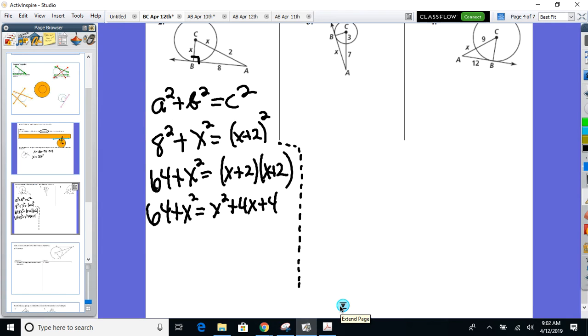What's going to happen here? When I start moving things to the left and the right, what's going to happen? Anybody see? X squareds are going to be gone. Okay, so hopefully some of you are taking a breath now. Whew, I don't have to factor. Yes, the X squareds will cancel out eventually, so this is what I'll be left with.